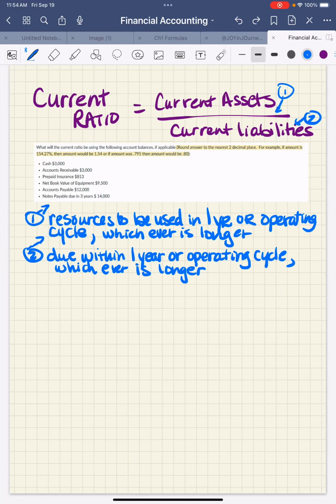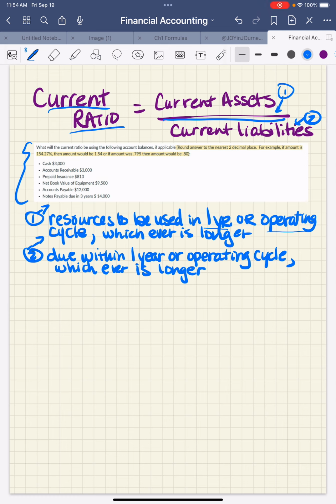Hello, this video will cover how to calculate the current ratio. And what we'll do here is we'll need to get the current assets and divide them by the current liabilities. We're going to use this test data, and I'm going to go ahead and identify what the current assets are and the current liabilities, since they are not explicitly stated.